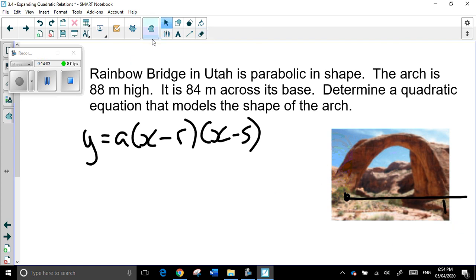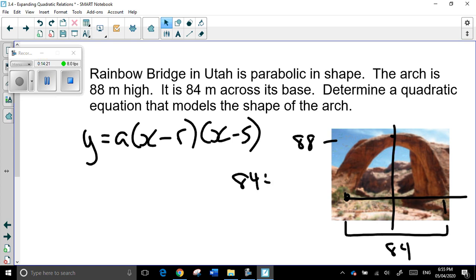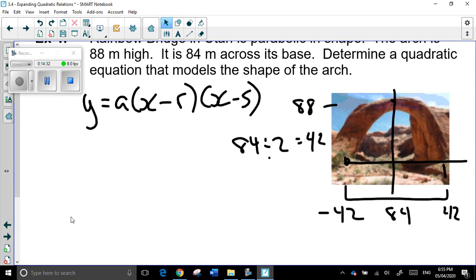All right, so we'll try that again. So this length, there we go, 88 high. It's 84 across, which means this is negative 42 and this is positive 42. So now we have enough information that we can solve this equation.